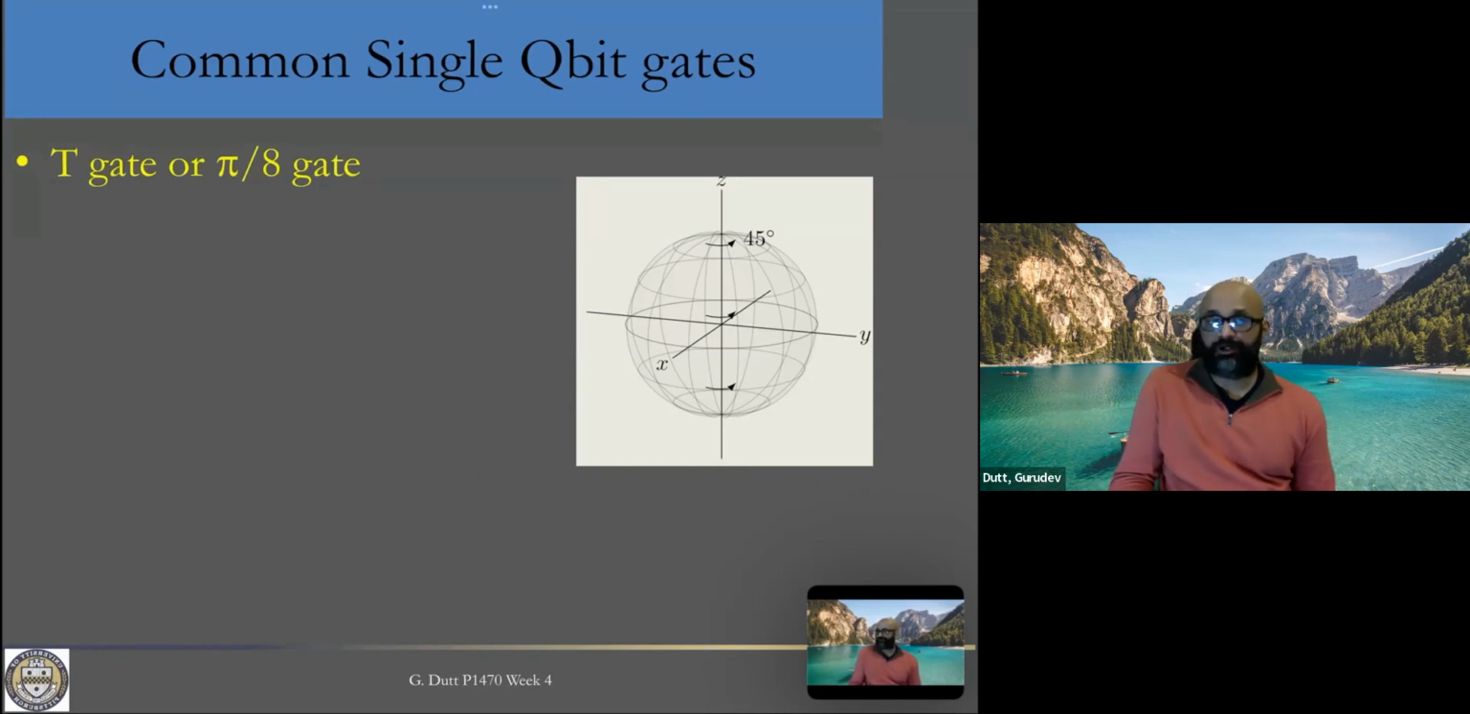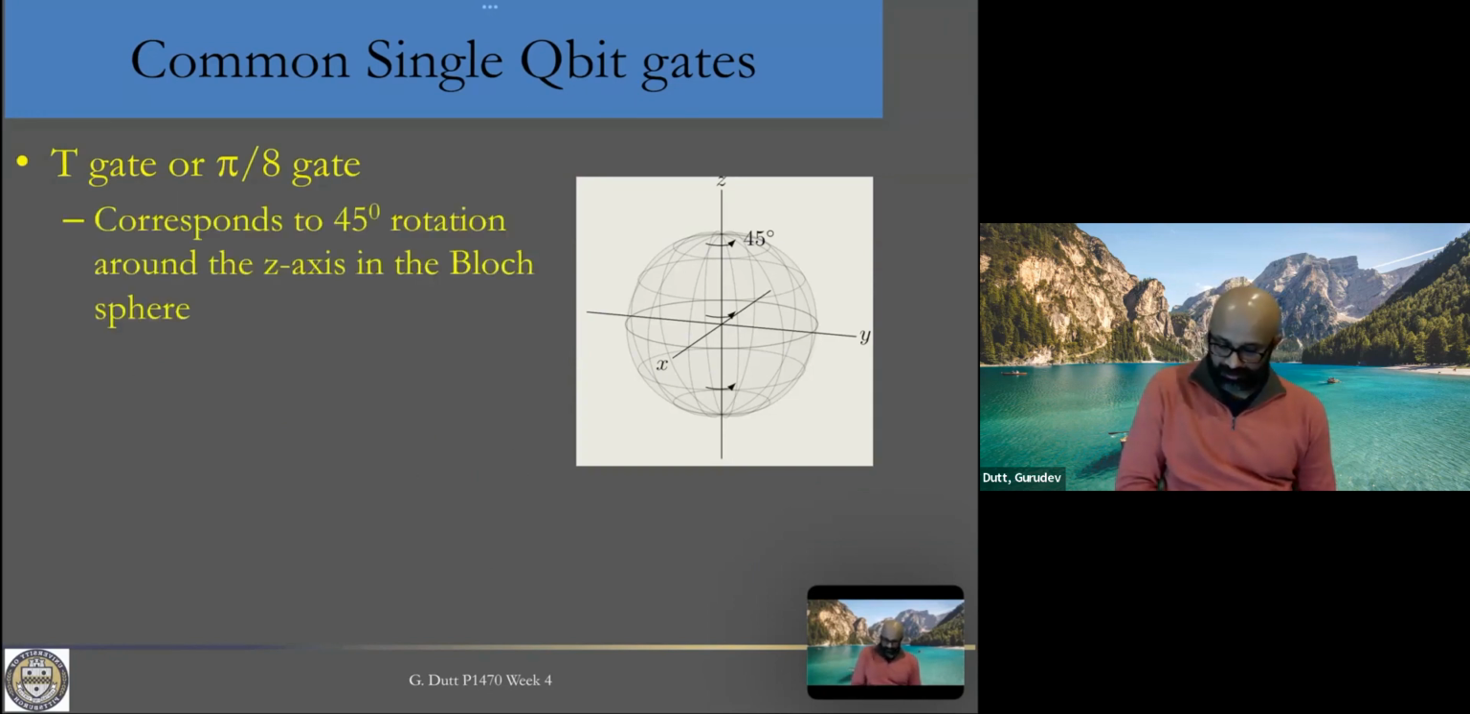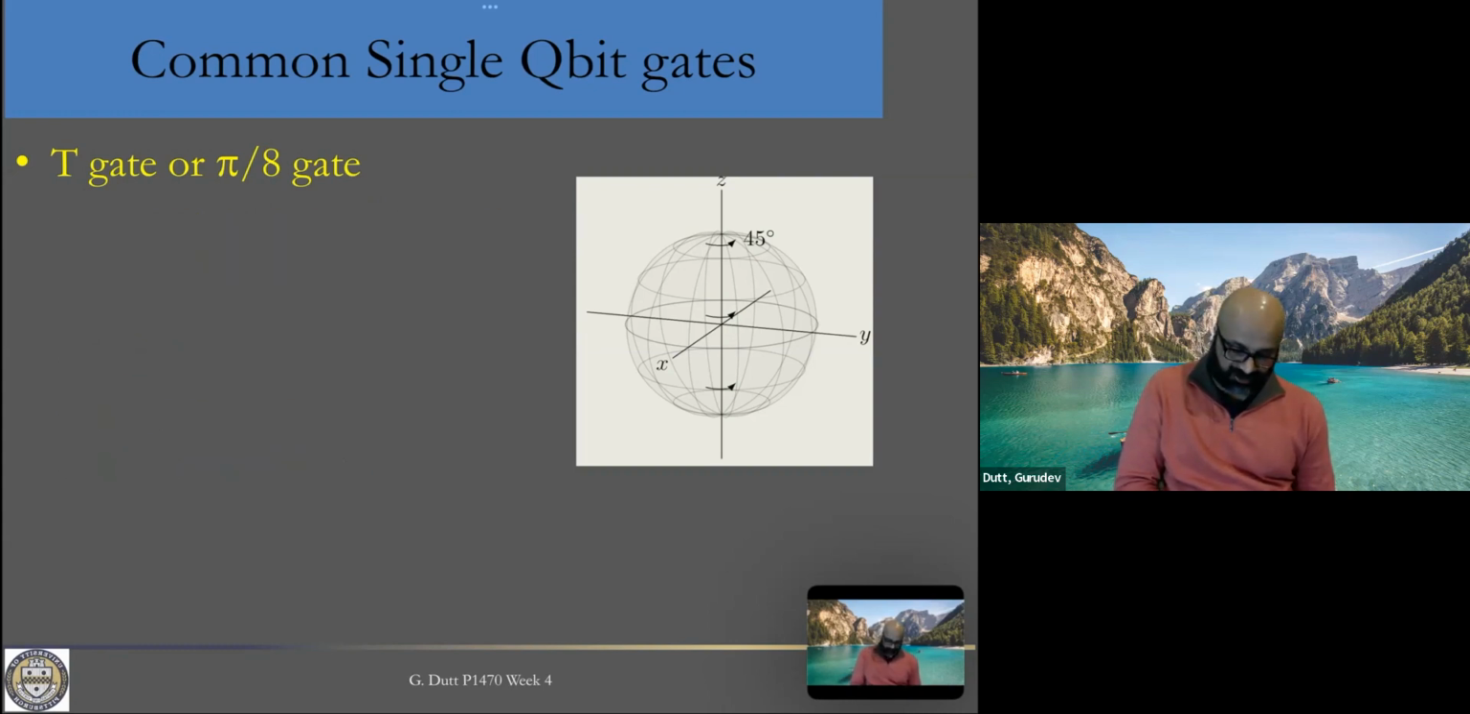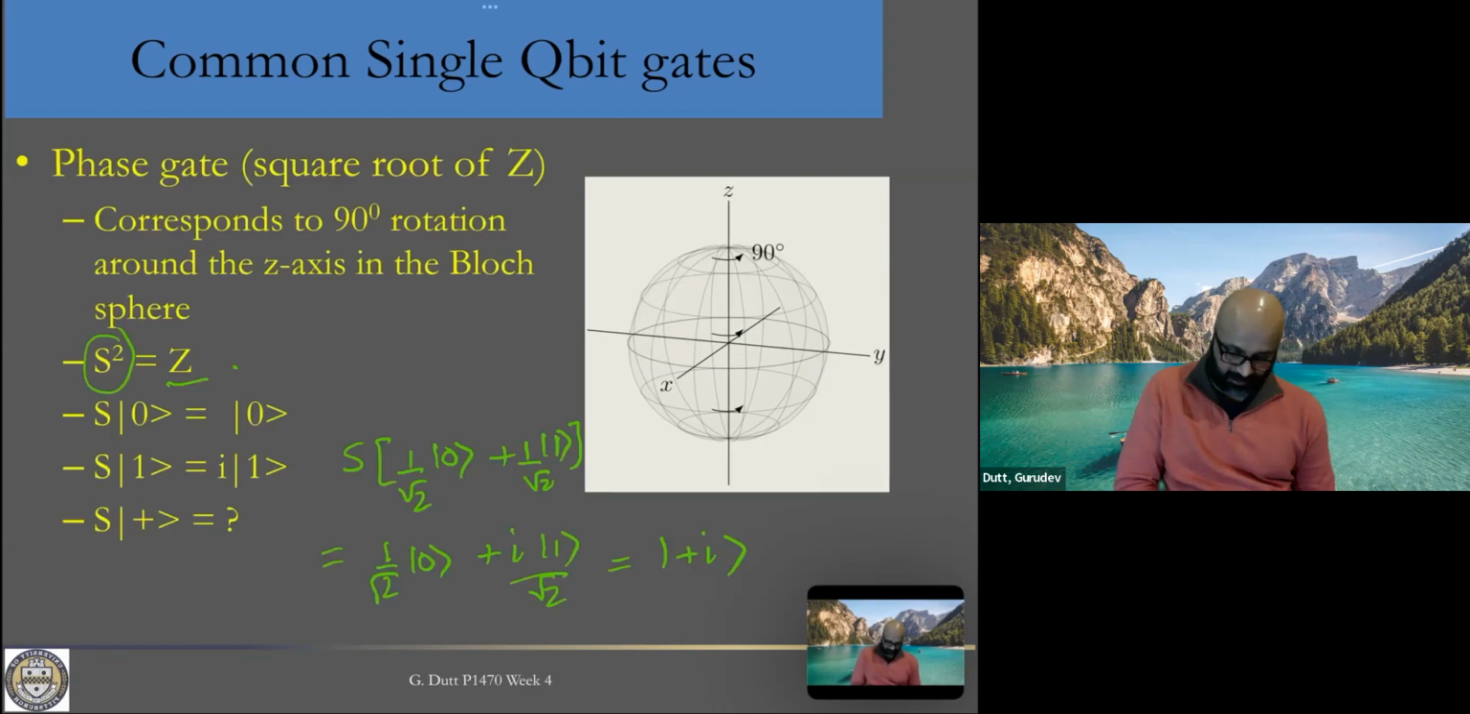Again, as I said, we can continue in this way. The T gate is now half of an S gate, or the square root of an S gate. Therefore, T squared gives me S. And therefore, again, we can write down T acting on 0 gives me 0. T acting on 1 gives me e to the i pi over 4.